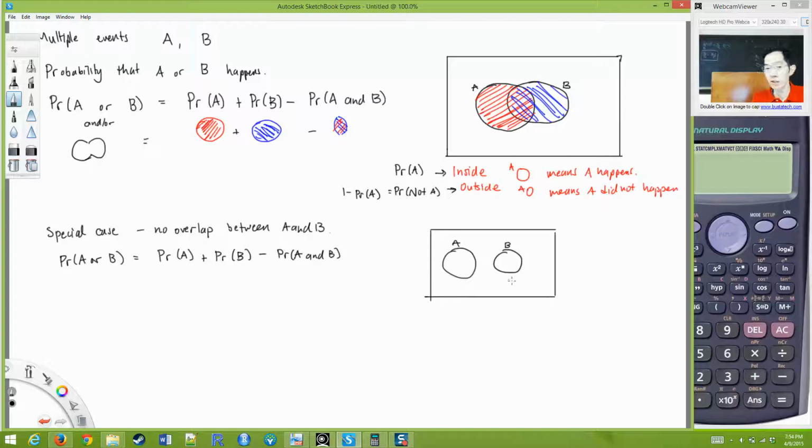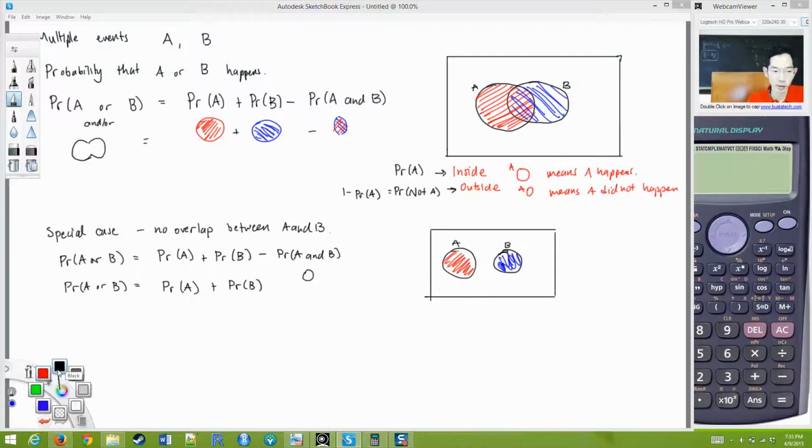0. Okay? There's no overlap in this case, meaning if you're in A, you cannot at the same time be in B, and if you're in B, you cannot at the same time be in A. So over here, the probability of A and B is 0, and so it simplifies to the probability of A or B is equal to the probability of A plus the probability of B. So we don't have to worry about the overlap in those cases.